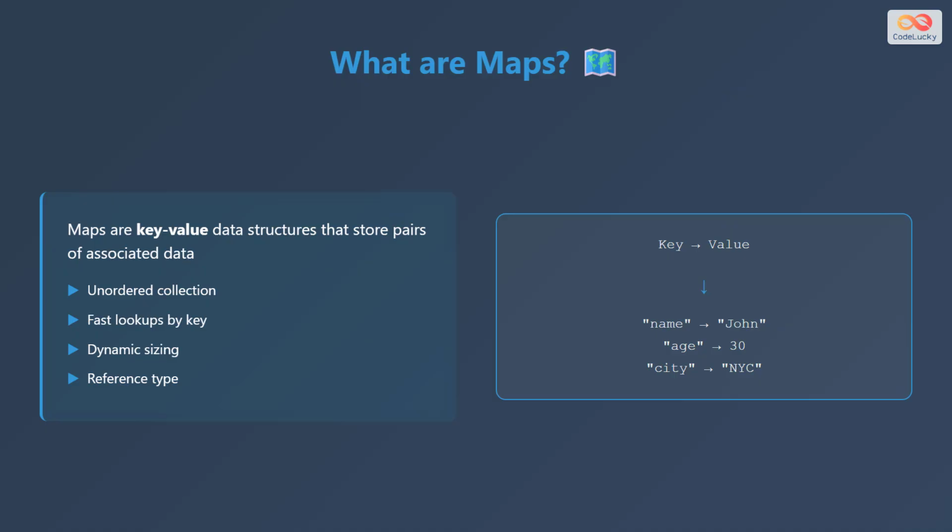Here's a visual representation of how a map works. You have a key, and it maps to a value. For example, the key name might map to the value John, the key age might map to the value 30, and the key city might map to the value NYC.